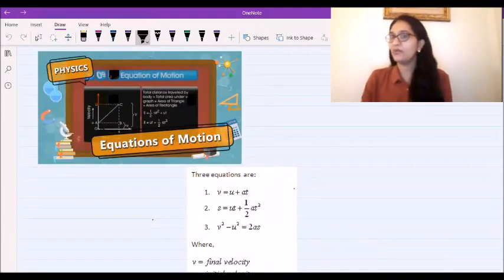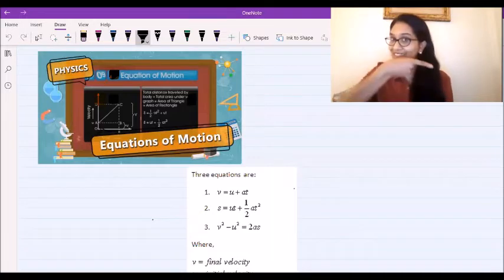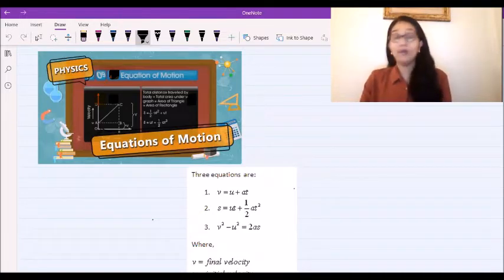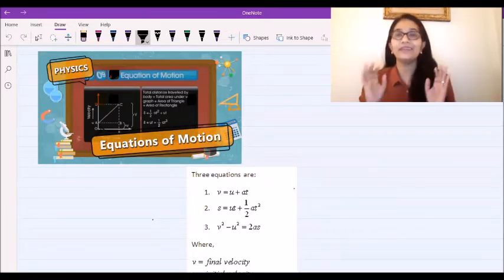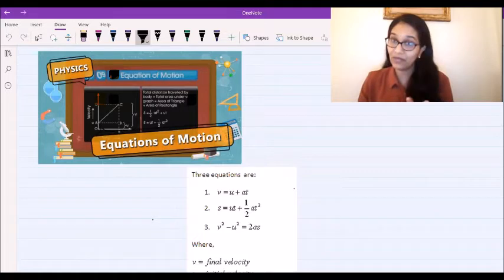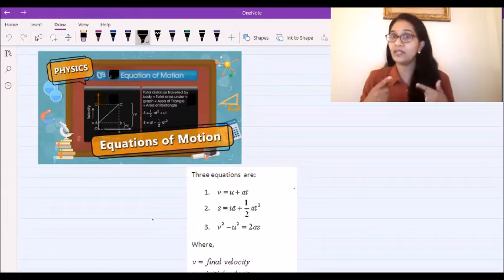Today we are going to learn something very important, which is equations of motion. Why is this topic so important? You will get at least 2-3 questions from this topic, so practice it very well. You have numericals and derivations from this portion. Definitely write and practice the derivations, and do as many numericals as you can.